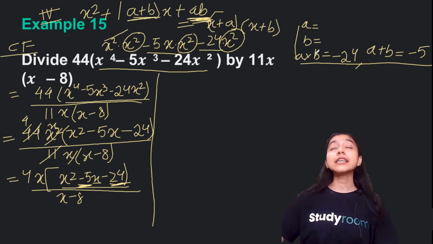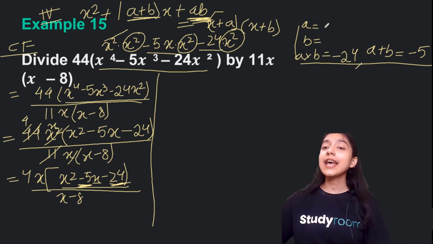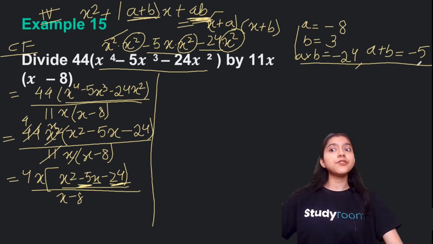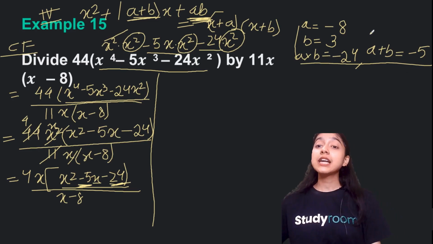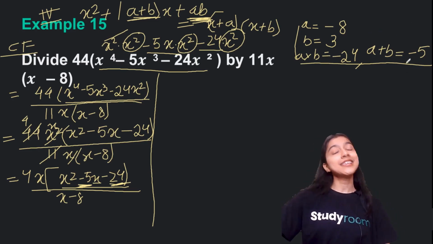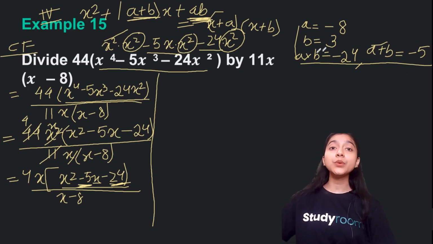Now, take a plus b in such a way that its product gives you 24. So we can take a as minus 8 and b as 3. Minus 8 multiplied with 3 gives me minus 24. Now you have to check whether the sum of a plus b is giving me minus 5 or not. Sum means minus 8 plus 3 is equal to minus 5. Yes, I am getting. So the value of a I am taking is minus 8 and b will be 3.